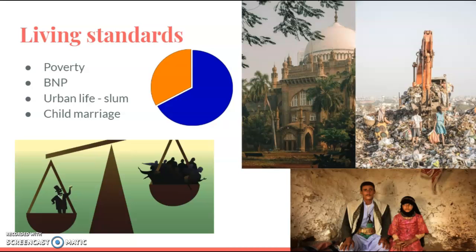Living standards in India. 2/3 of India's population live in poverty. 68.8% live on less than $2 a day. When looking at GDP, India's is 2.5 trillion US dollars, which is almost the same as the UK. However, if one looks at GDP per capita, India has $1.9 thousand per year in comparison to the UK, with 40,000 US dollars per year per capita.